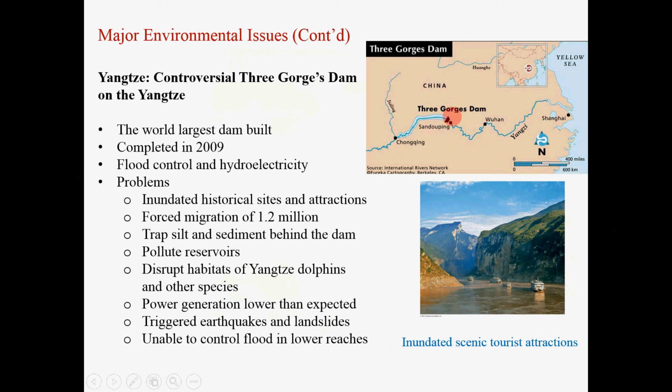Also, this dam really cannot help control the flood problem in the central and the lower reaches of the river. In addition, with damming on this side, you really reduce the water supply for the lower reaches, and there are several major lakes in this region. Now those lakes are shrinking in size.